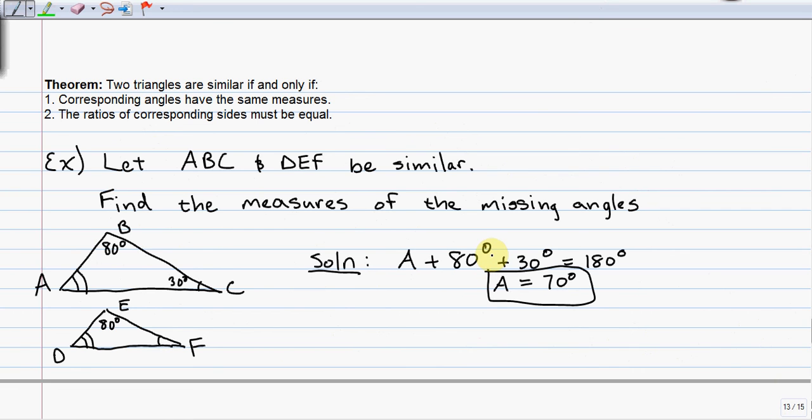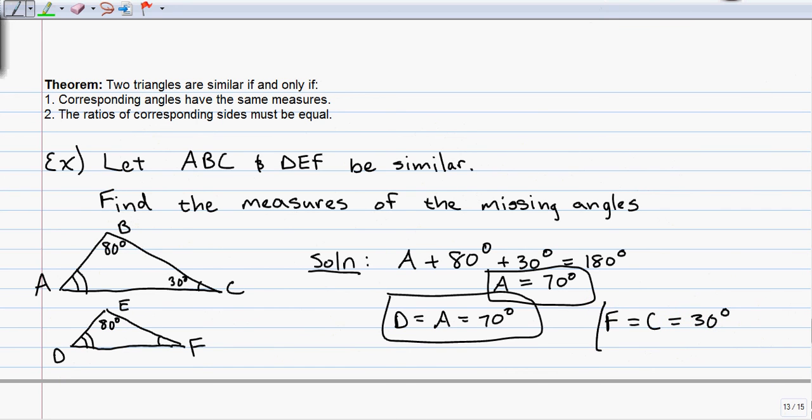All right, if we look at the other triangle, since they're similar, corresponding angles have to have the same measure. So A and D have to be the same. So D and A are the same, and A we already figured out is 70 degrees. E is in the same position as B, which we already labeled as 80 degrees. And F is in the same position as C, so F is the same as C, or 30 degrees. So we found all of our missing angles.